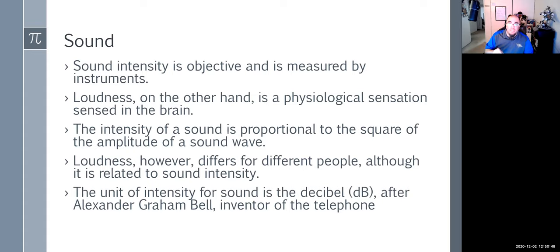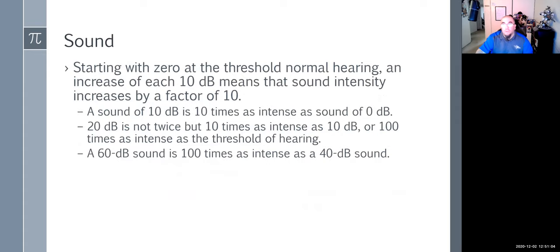But the intensity can be measured, right? The intensity of a sound is proportional to the square of the amplitude of the sound wave. Loudness, again, differs for people, but it is related to intensity. The unit of intensity of sound is the decibel, named after Alexander Graham Bell, the inventor of the telephone. Starting with zero at the threshold of normal hearing, an increase of every 10 decibels means the sound intensity increases by a factor of 10. That means it is a logarithmic scale.